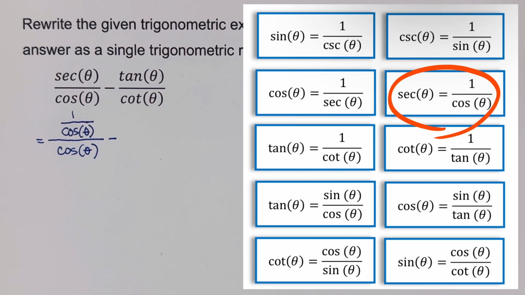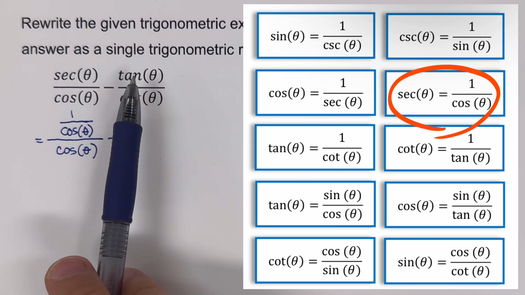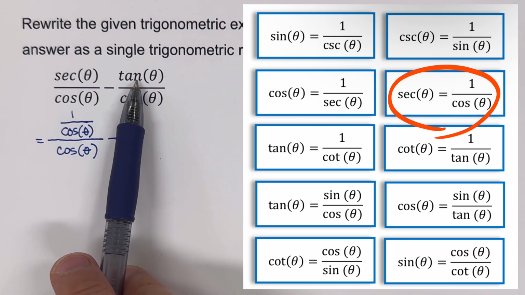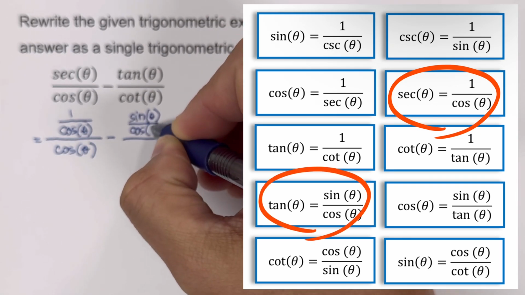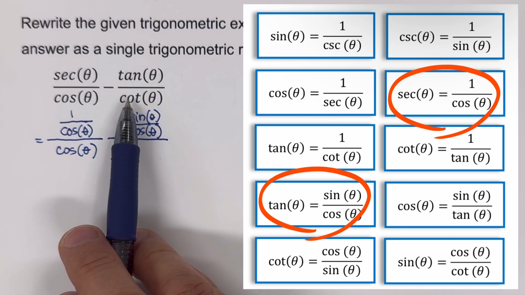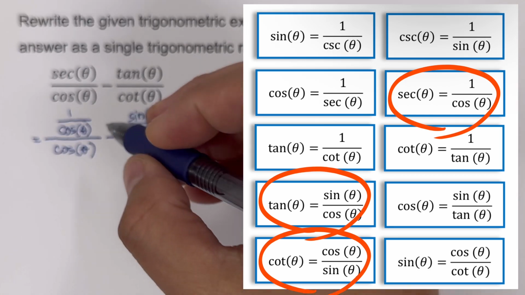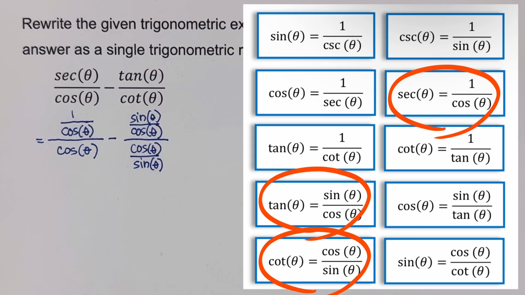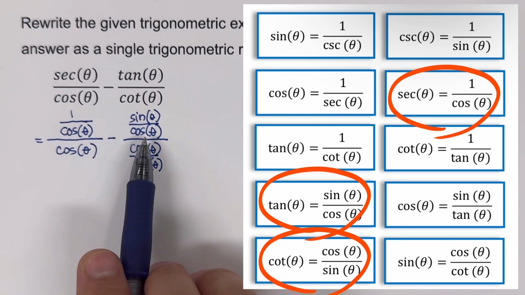Now looking at the equation on the side, this tangent of theta can be expressed as sine of theta over cosine of theta. Looking at the formulas again, this cotangent of theta can be expressed as cosine of theta over sine of theta. From here, we can go ahead and simplify these complex fractions.